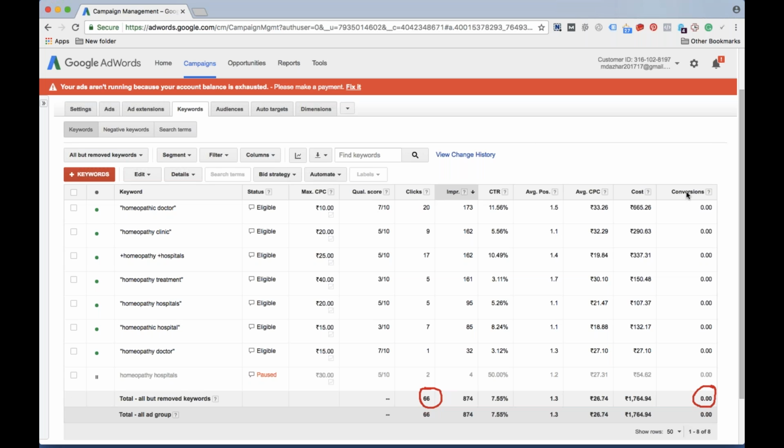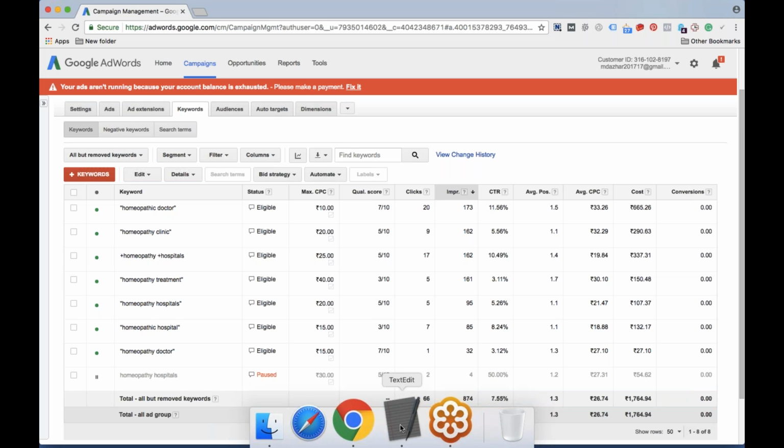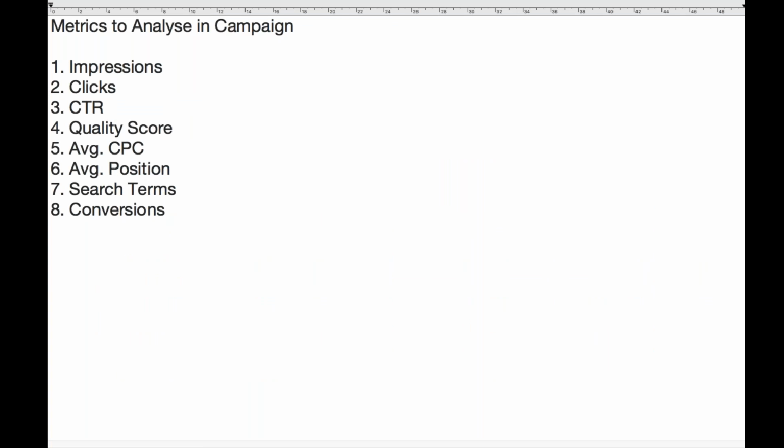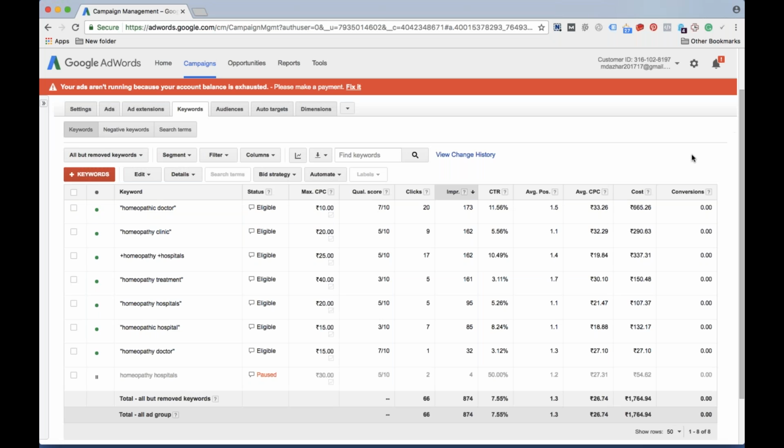Now, a very, very important concept among all the metrics is this: impressions, clicks, CTR, we know. Now we can say with this data that the best keyword for us, the best superb keyword for us, is keyword number 1. Why? We are getting more clicks. And the next best keyword is homeopathy plus hospital. That is a BMM match type.